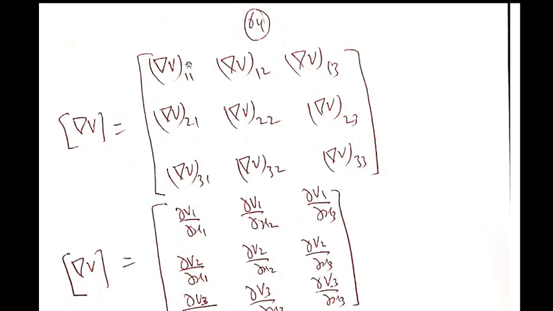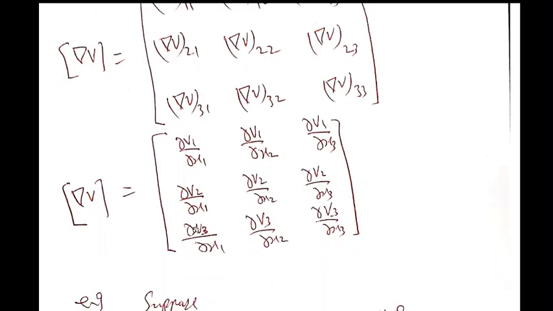as del V1, first component, second component, third, fourth, fifth, sixth, seventh, eighth, ninth. First is partial V1 partial x1, partial V1 partial x2, partial V1 partial x3, partial V2 partial x1, partial V2 partial x2, partial V2 partial x3. Then the seventh, eighth and ninth components.